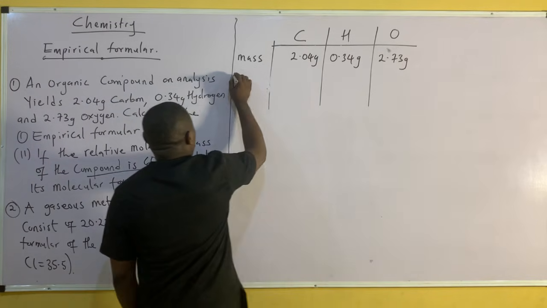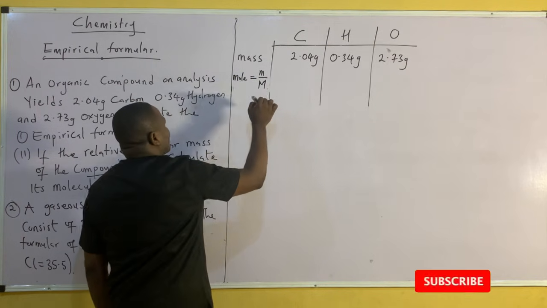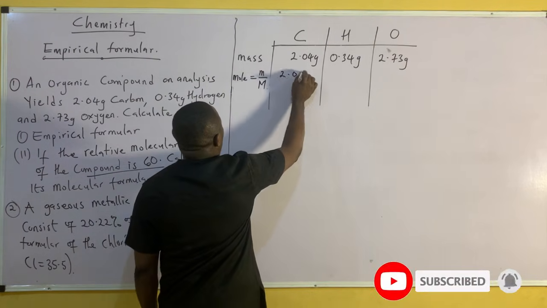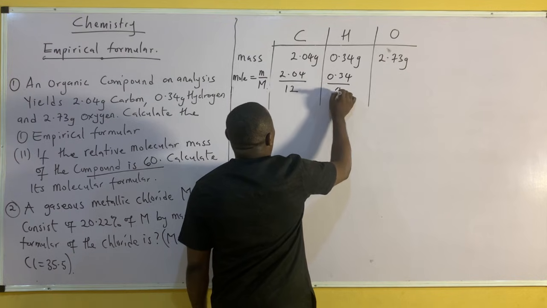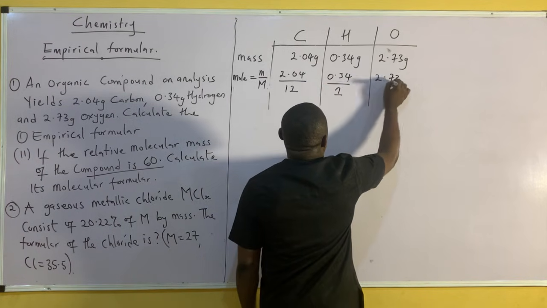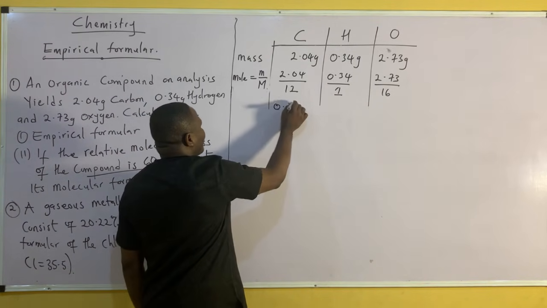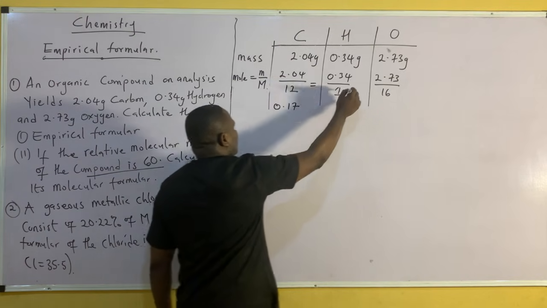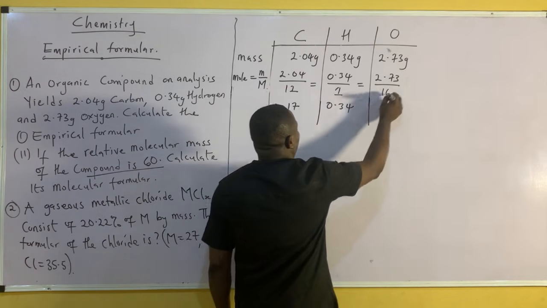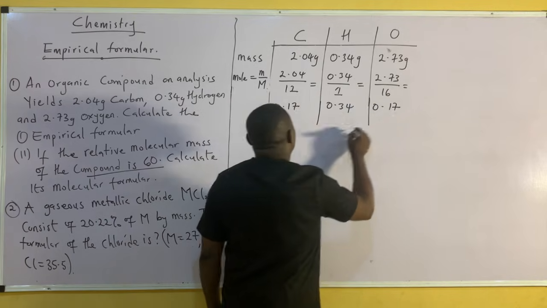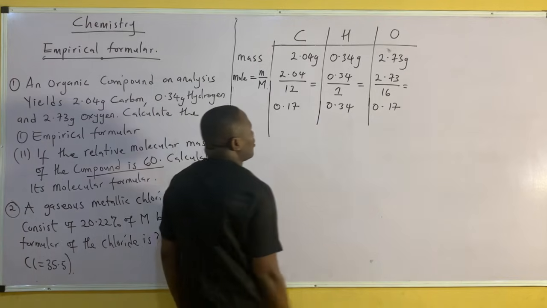So my next step is the mole. Mole equals mass over molar mass. So this becomes 2.04 over 12, 0.34 over 1, and 2.73 over 16. This becomes 0.17, this becomes 0.34, and this becomes 0.17. Now, this is the mole of carbon, mole of hydrogen, and mole of oxygen.